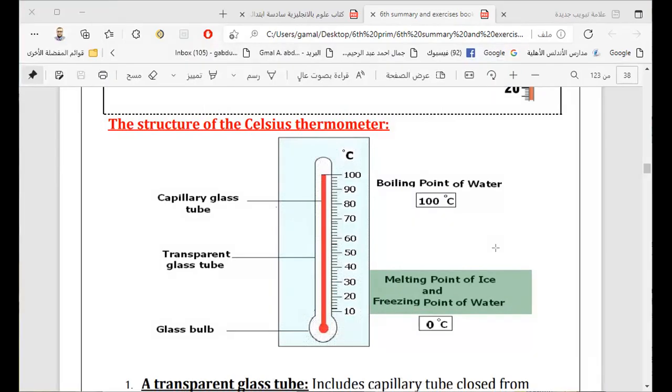The 0 is the melting point of ice, and also it is the freezing point of water. So the ice starts melting at 0 Celsius, and the water starts freezing at 0. So Andreas Celsius chose to start the scale with this degree, 0 degrees. Okay? And the scale ends with 100.